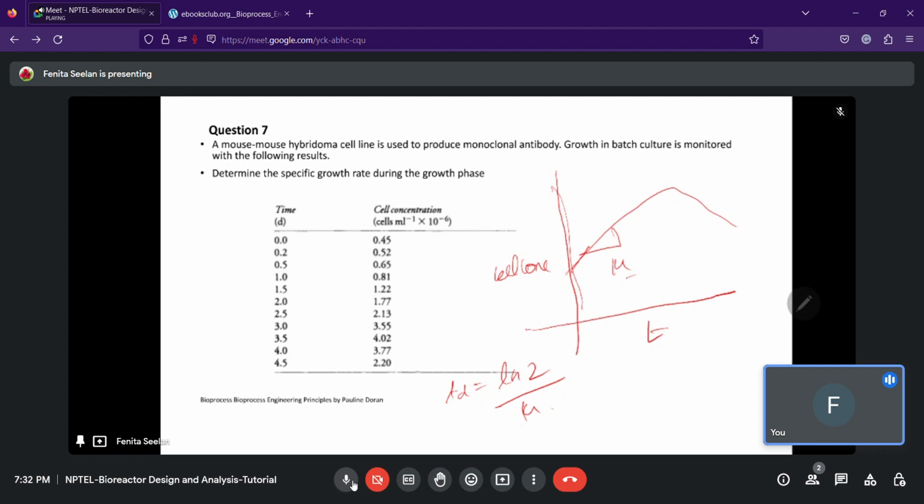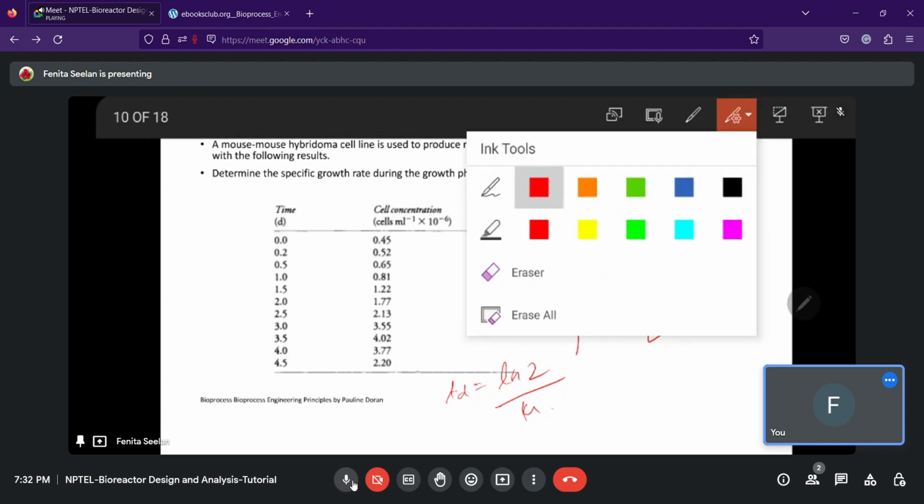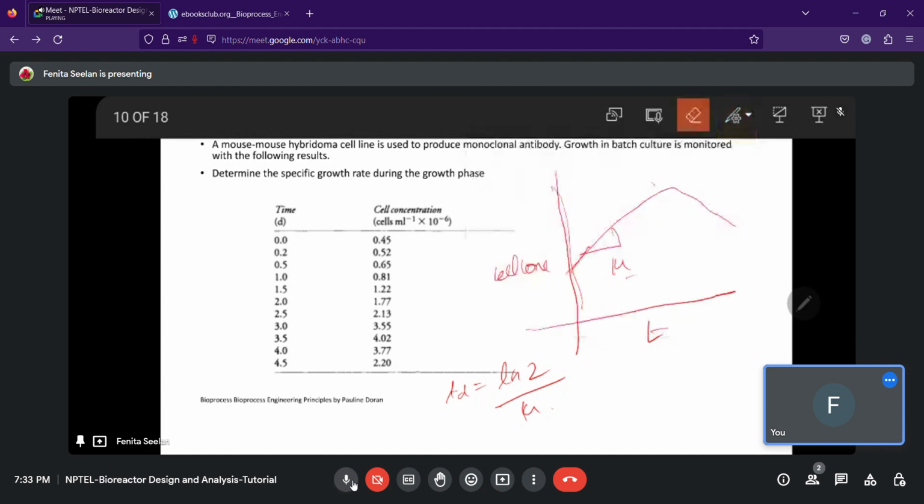So here the time period is given in terms of days and cell concentration in terms of cells per milliliter, times 10 to the power minus 6. Let's see how we can plot this. We can use a semi-log graph here, but let's see.